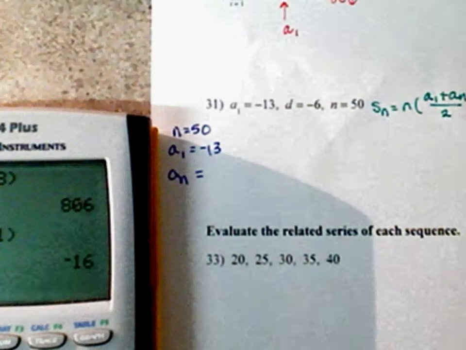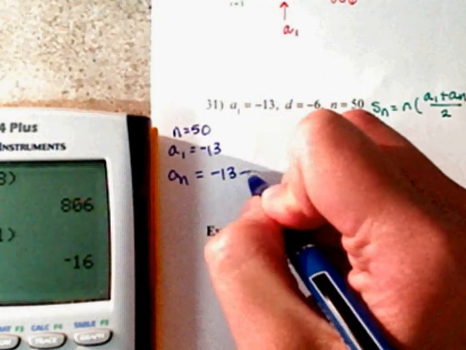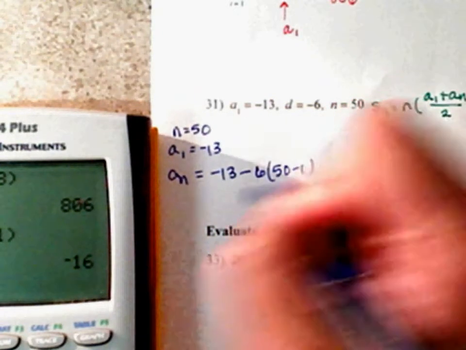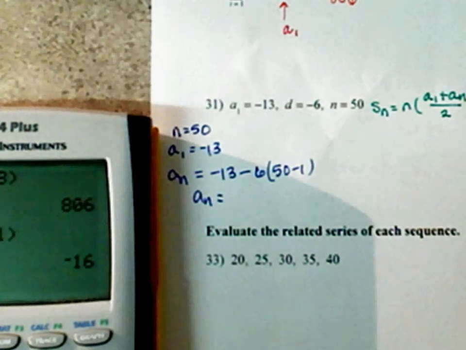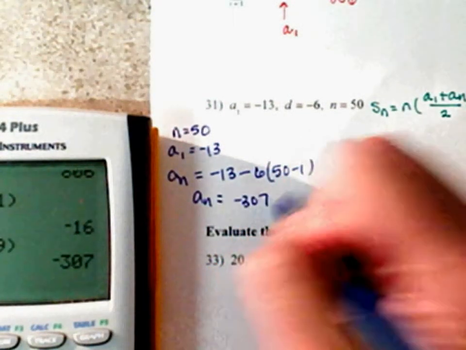Well, I'm going to use my explicit formula. Take the first term plus your d, which is 6, and I want 50 minus 1. So what is a of n equal to? Well, negative 13 minus 6, parentheses, 50 minus 1 is 49. So your 50th term is negative 307.